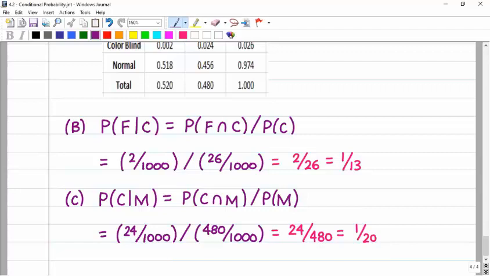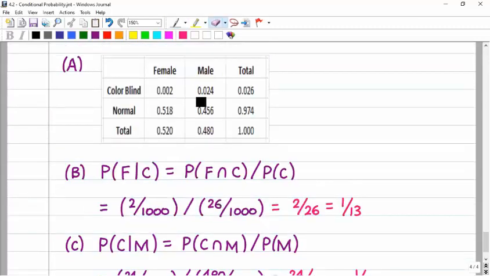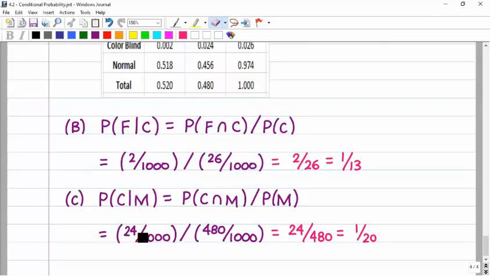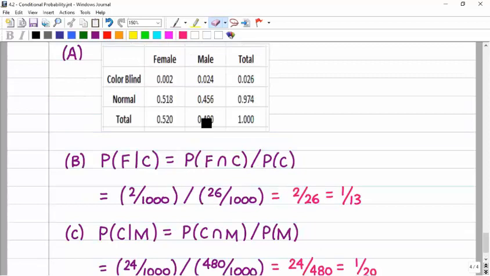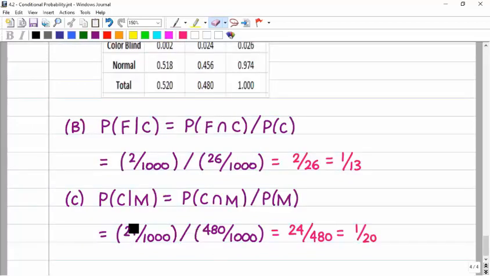Using the formula, we would find the probability that it's colorblind and male, which I've already got right there. Colorblind meets male. So that's just this number already divided, 24 over 1,000, divided by the one to the right of the males, the probability of male. How many males are there? 480 out of 1,000, so it'd be divided by 0.48. So divide that, 1 out of 20, which is 0.05. So the probability they're colorblind given that you know they're male is 0.05, a 5% chance.